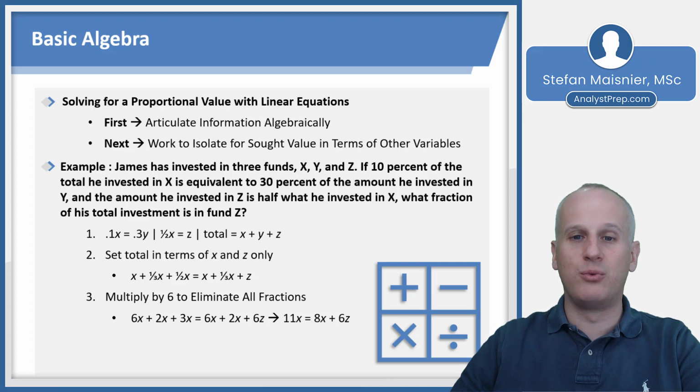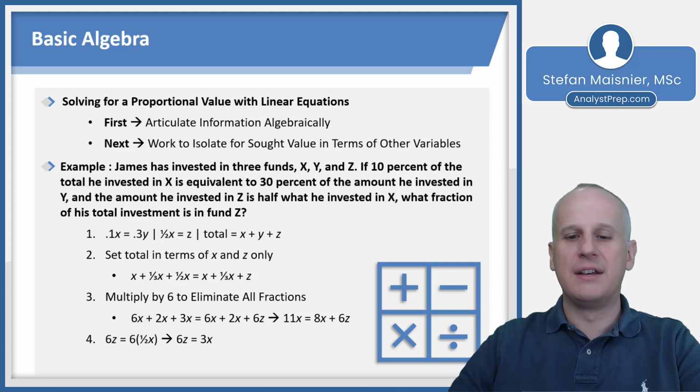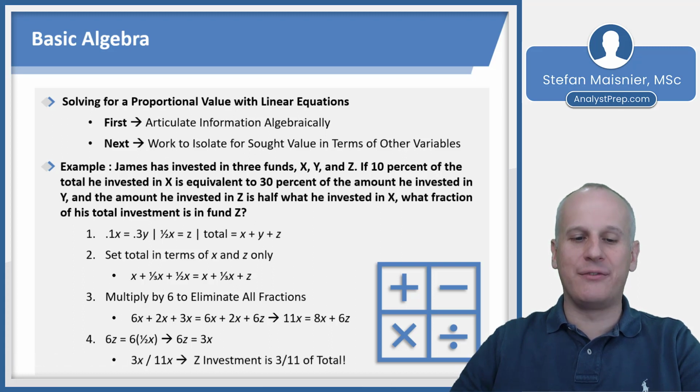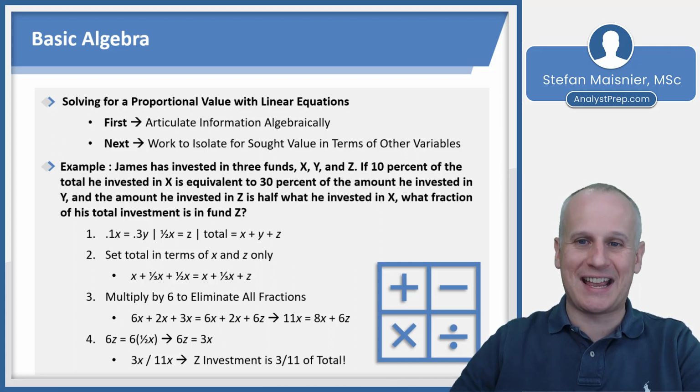Now we've got to relate z in terms of the total. So we know that 6z is equal to 6 of 1/2 x. So 6z is equal to 3x. So that tells us that 3x out of 11x is our total of z out of the total. So it's 3/11ths of the total, because the x's cancel out when we put z in terms of x and put the total in terms of x as well.